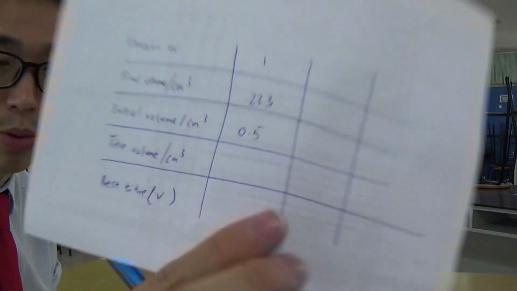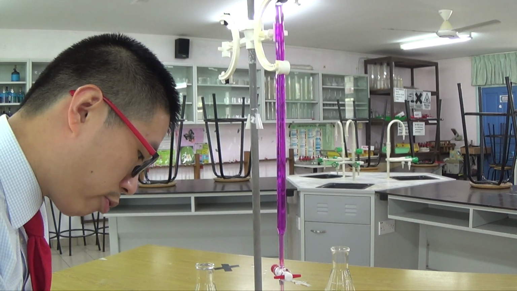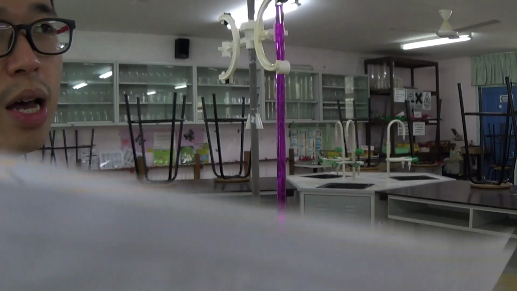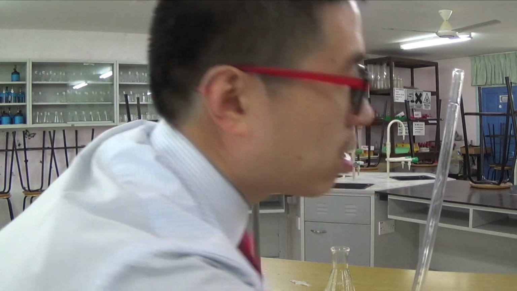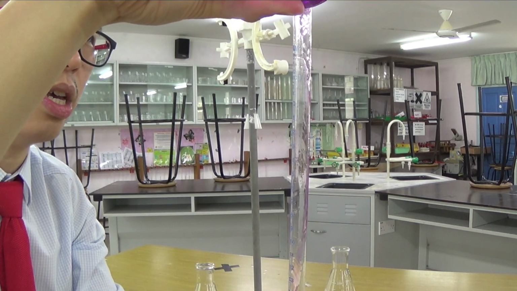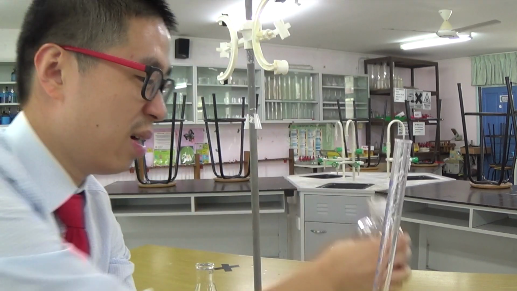Okay, so 23.3 minus, or take away, 0.5, I get 22.8. This is my rough titration. I always make it a habit of doing a rough titration. Now I know 22.8 cm cube is my rough titre. I should probably refill my burette because starting from 20-something is a bit dangerous and tricky. So let's start from a nice number.